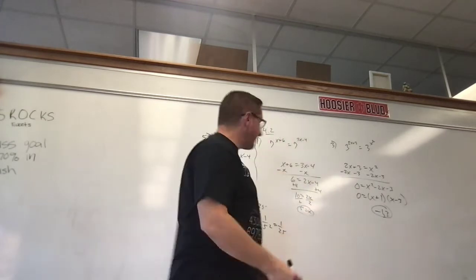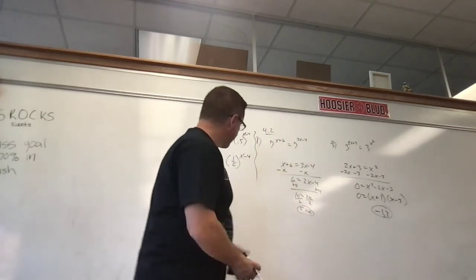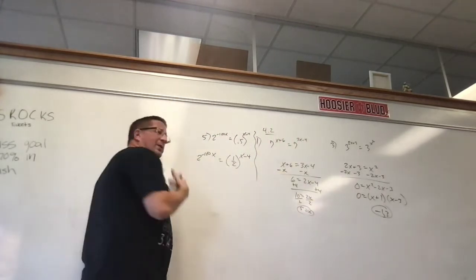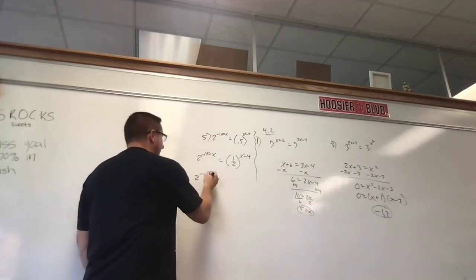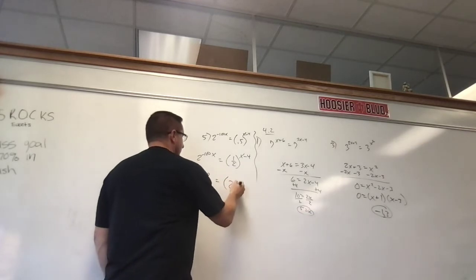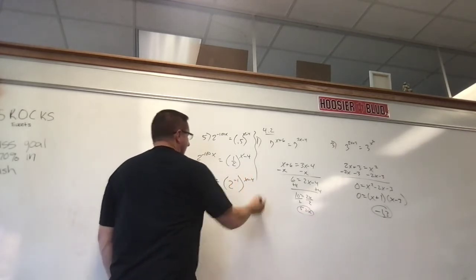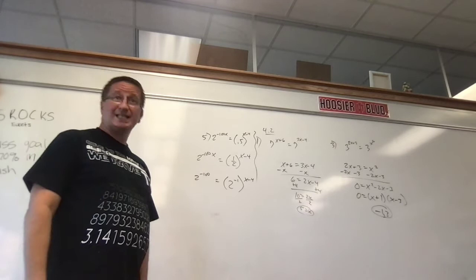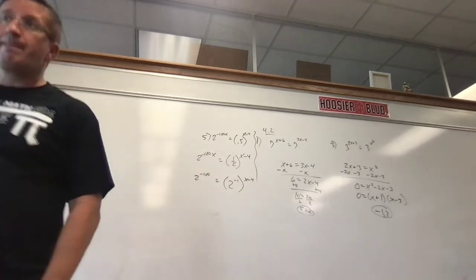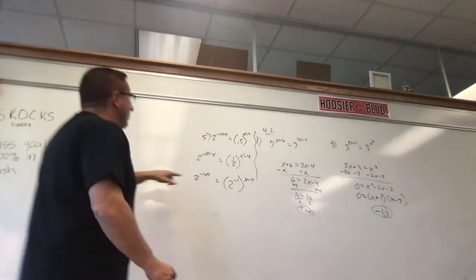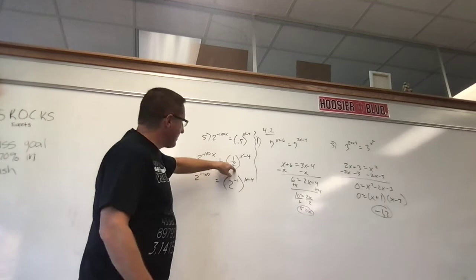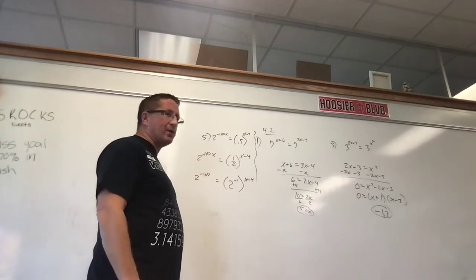I can put it on top and make it 2 to the what? Negative first. Normally we don't like negative exponents, but if I do that, what's nice about this now? What's the same? Yeah, the bases, they're both 2. So what we did, we rewrote 0.5 as a half, and that's the same as 2 to the negative first power, okay?